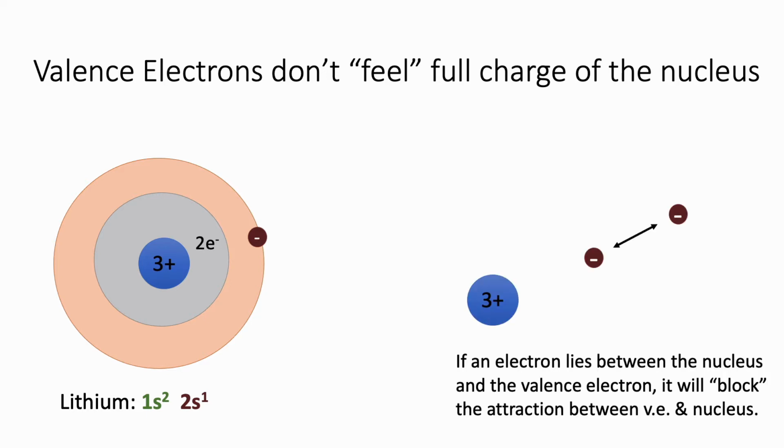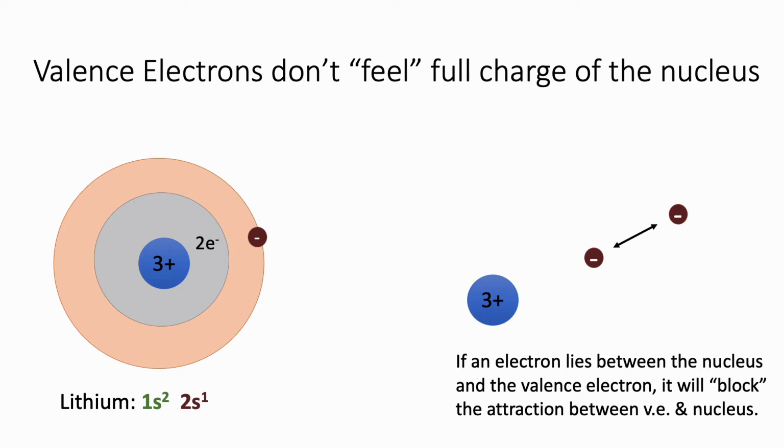And the reason why is if an electron in the 1s shell is between the valence electron and the nucleus, it's going to interfere with that attraction between the valence electron and the nucleus. So you can imagine that the two electrons will repel each other if the core electron, as we call it, is between the valence electron and the nucleus. There will actually be a force pushing the electrons apart, which pushes the valence electron away from the nucleus.